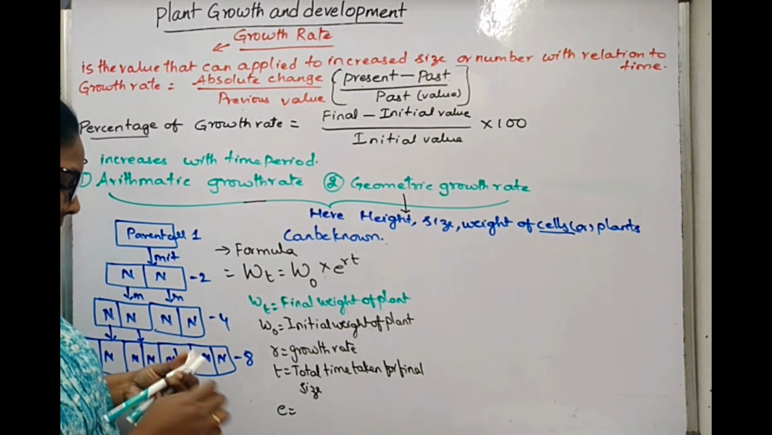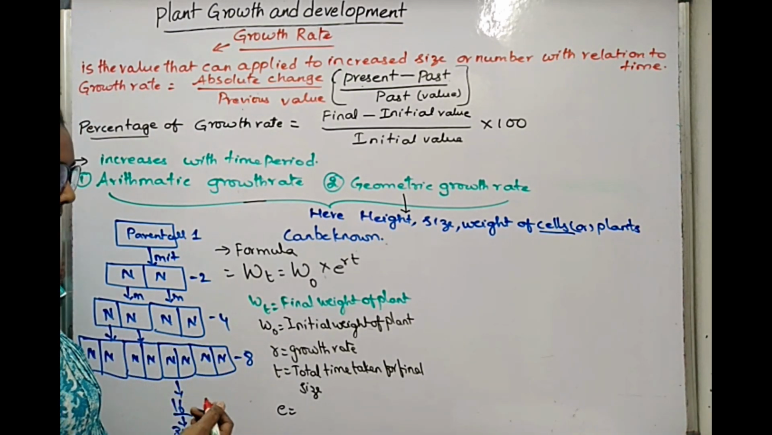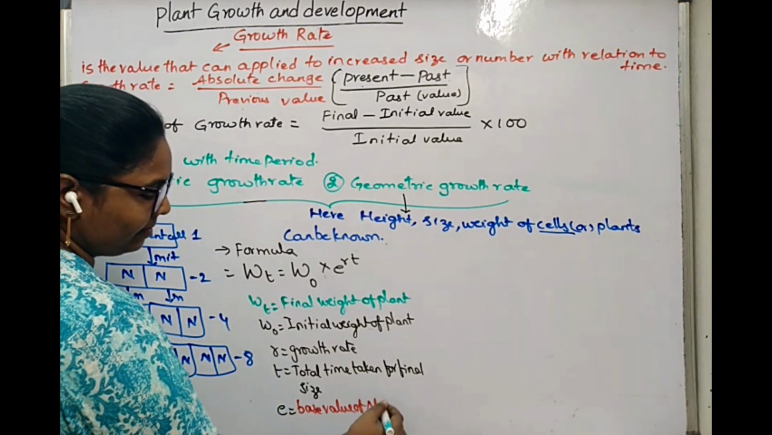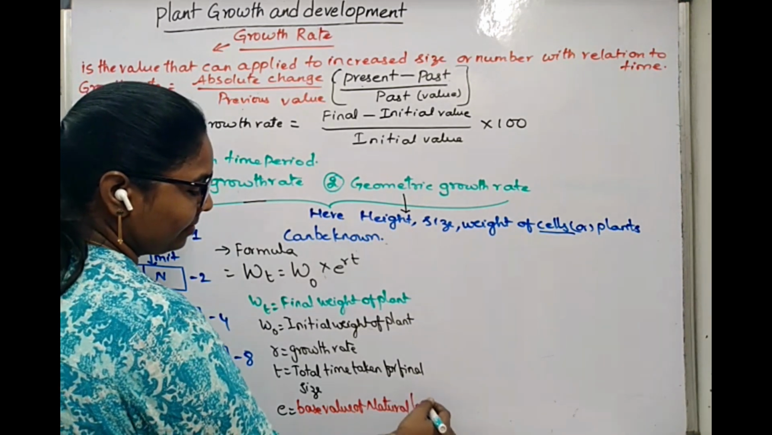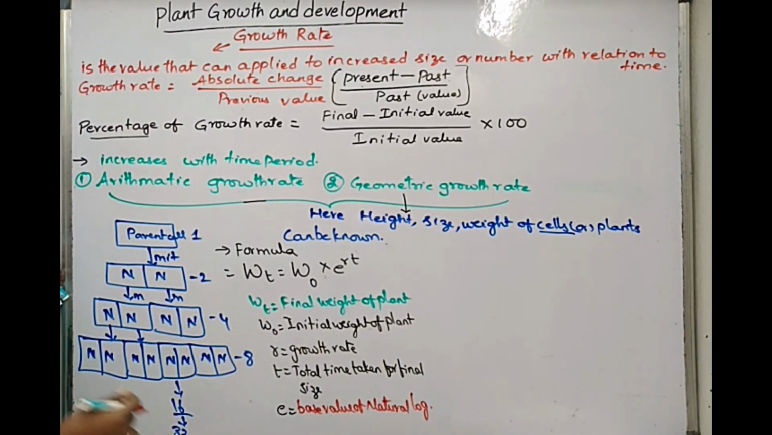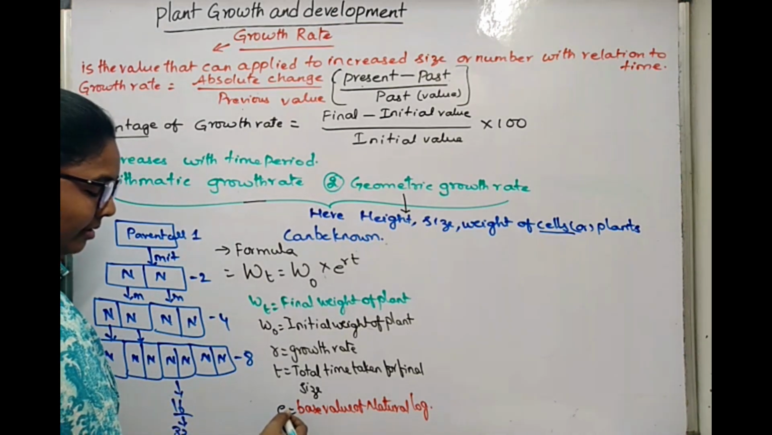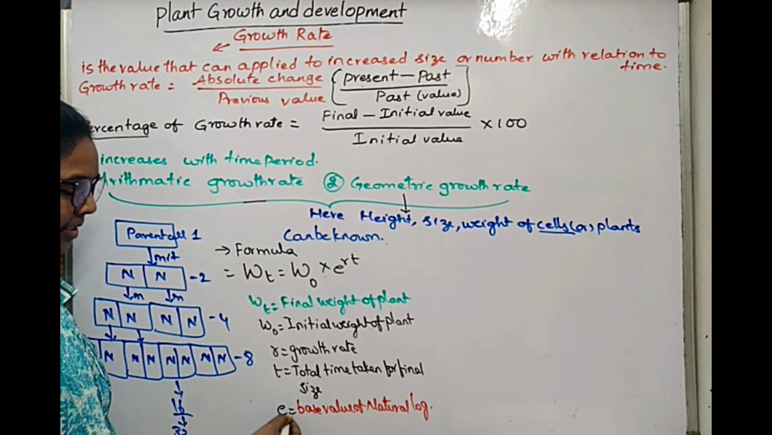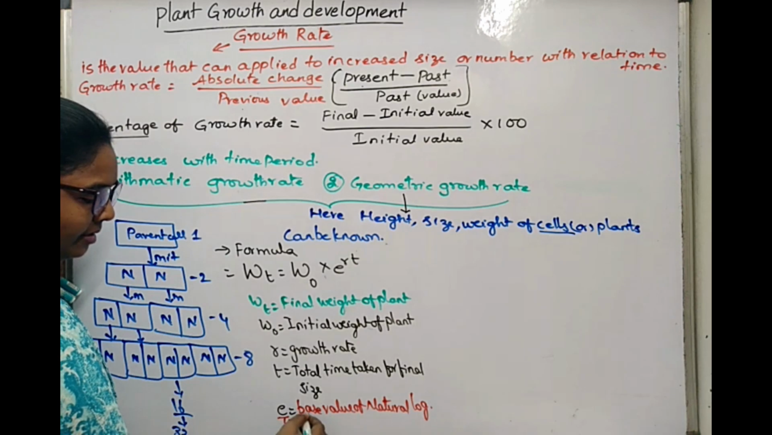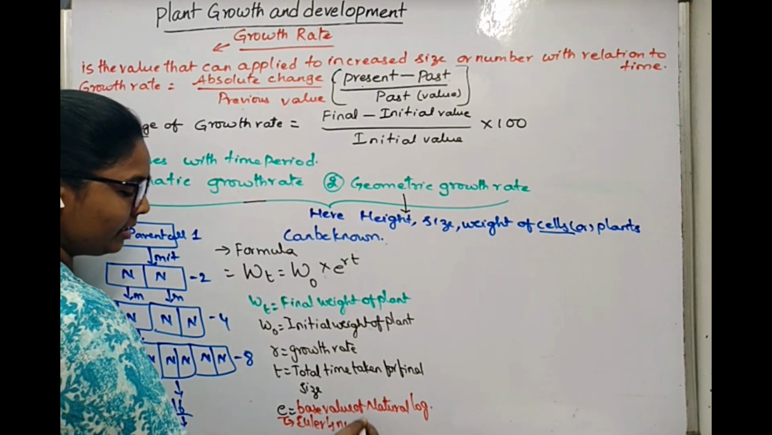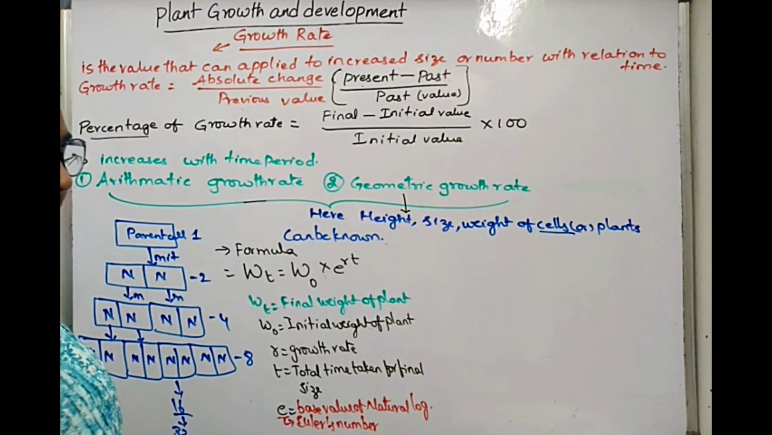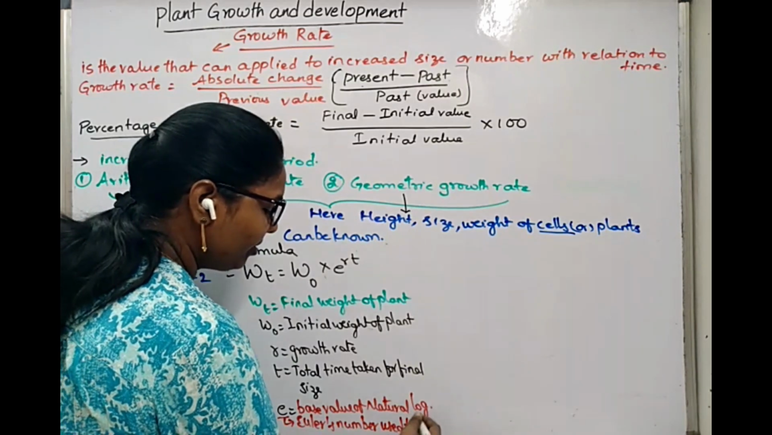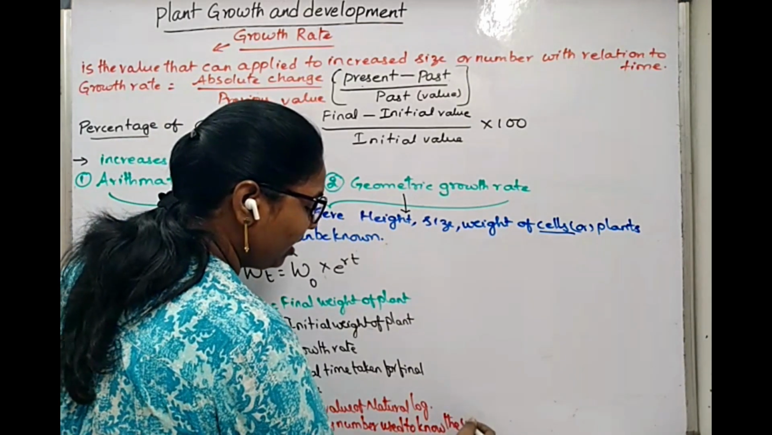E indicates, generally we write E as base value of natural log. What does it mean? When we see the logarithmic value of E, then it will be some number. That number is called as Euler's number. So we are representing with E. So E indicates Euler's number. This number is used to know the unknown quantity. Here quantity indicates weight or height, etc.